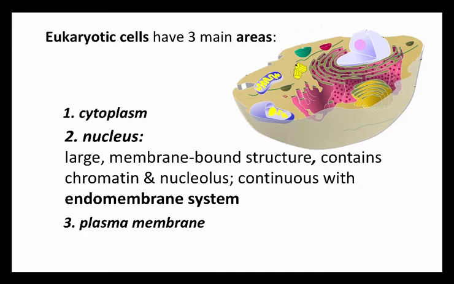So just a quick review, remember that we've talked about cytoplasm and the cytoskeleton, which give the cell structure and provide a site for metabolism. The plasma membrane, which we'll discuss in a future lecture, is the barrier between the inside of the cell and the outside world. And the third main area is the nucleus, which is where our genetic material is stored.